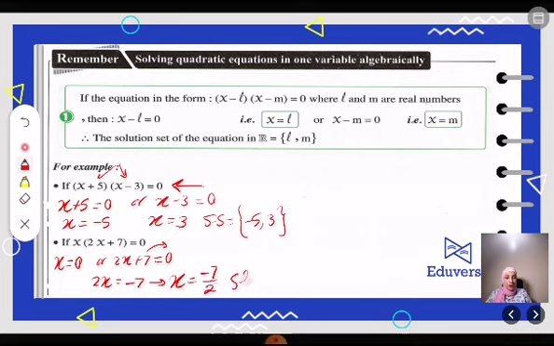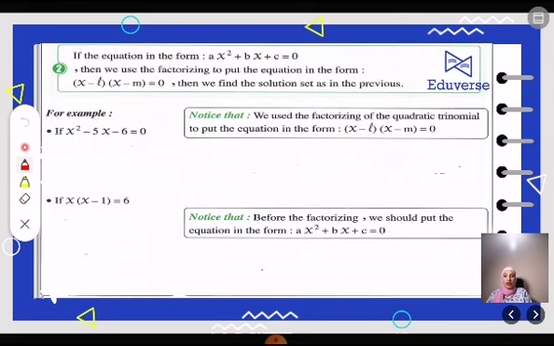And here is the solution set. At last, we have 0 and negative 7 over 2. That's how to get the solution set. So in any equation in this form, the solution set will be equal to the two letters here, x will be this L or x will be this M. That's the solution set. Let's see another part here.